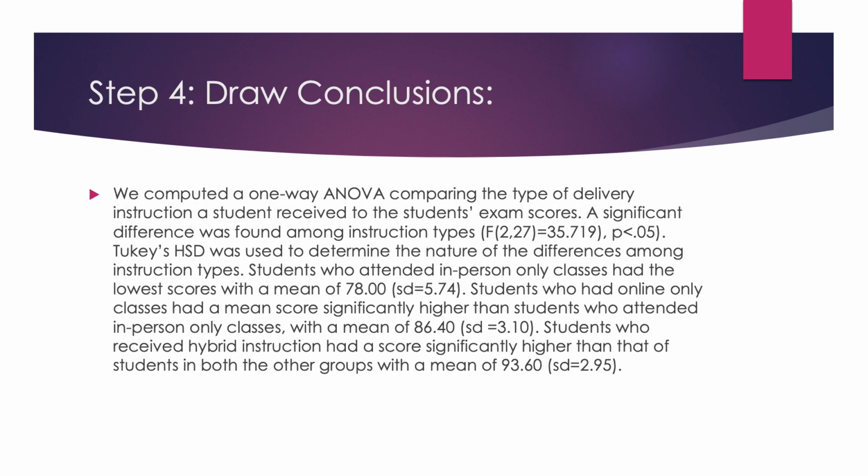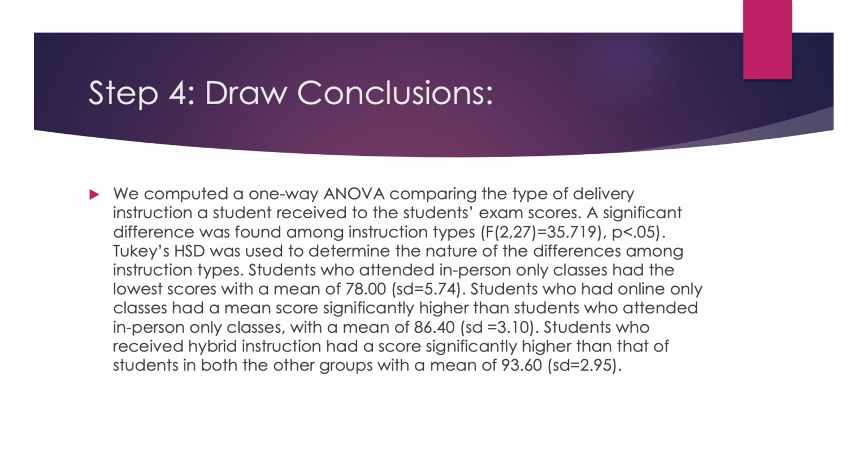The final step is to draw conclusions, and so our paragraph would look like this. We computed a one-way ANOVA comparing the type of delivery instruction a student received to the student's exam scores. A significant difference was found among instruction types. F of 2, 27 equals 35.719, probability is less than 0.05. Tukey's was used to determine the nature of the differences among instruction types.